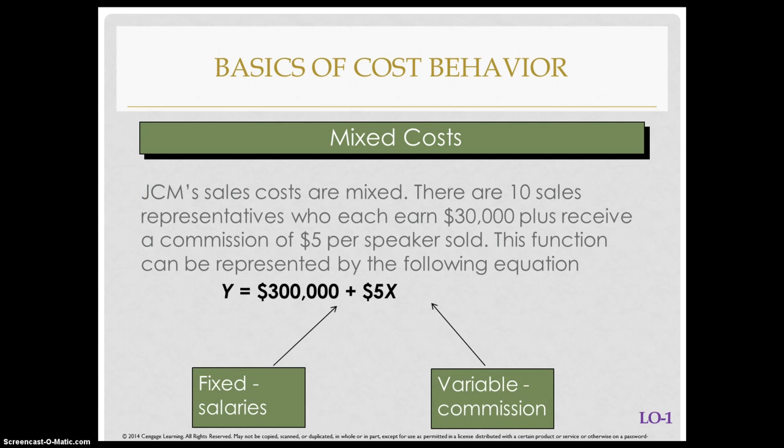So JCM sales costs are mixed. There are 10 sales representatives who each earn $30,000 plus receive a commission of $5 per speaker. So we see this is how we would lay that out. This function can be represented by the following equation. We have our mixed cost y, our fixed portion of that mixed cost, which is $30,000 per sales representative, and we have 10 sales representatives, so that's $300,000. And then we have plus $5 times the number of speakers sold, which is x.